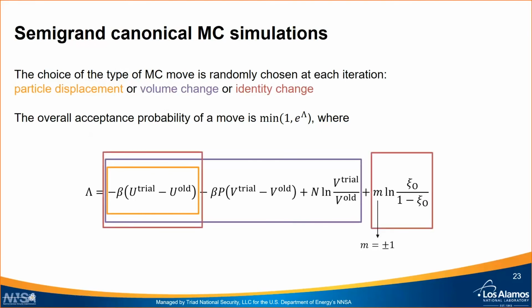And if we do an identity change, then we need to look at the change in energy and also at this other term here. And once again, this term is here to counteract the tendency that we would have if we only look at the energy. If we only look at the energy, the algorithm will want to transform all the oxygen ions into carbon ions because they have a weaker Coulomb interaction. So this is here to counteract this tendency and make sure that we reach the right fugacity fraction.